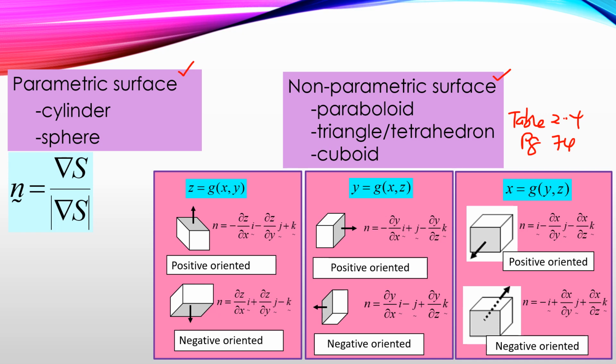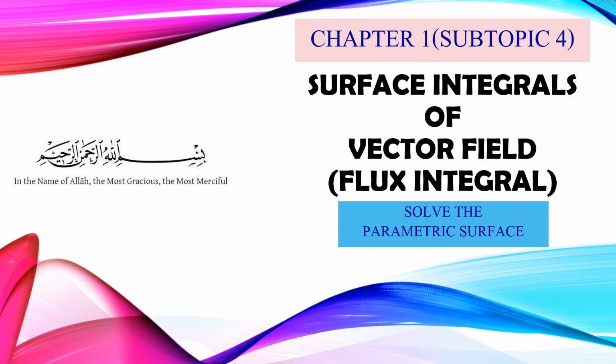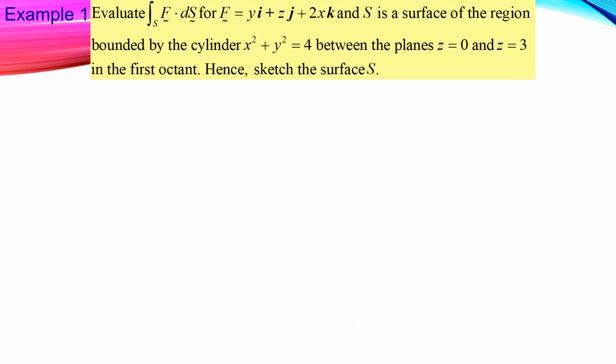Thank you. All right, we're going to solve the parametric surface. Probably I have two examples. One is for cylinder, another one is for sphere. So the question asks you to evaluate the integral of F dot dS. S here is represented as the surface. So even though it just writes F dot dS, you should understand this is actually F dot n dS.